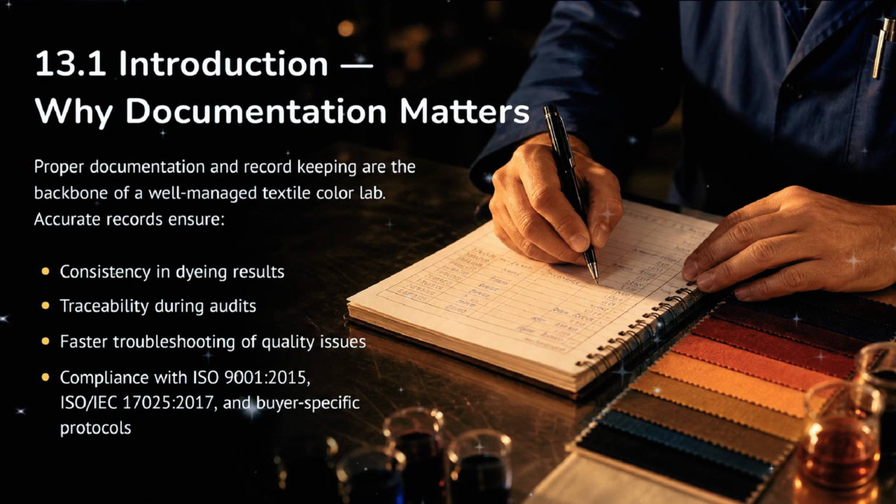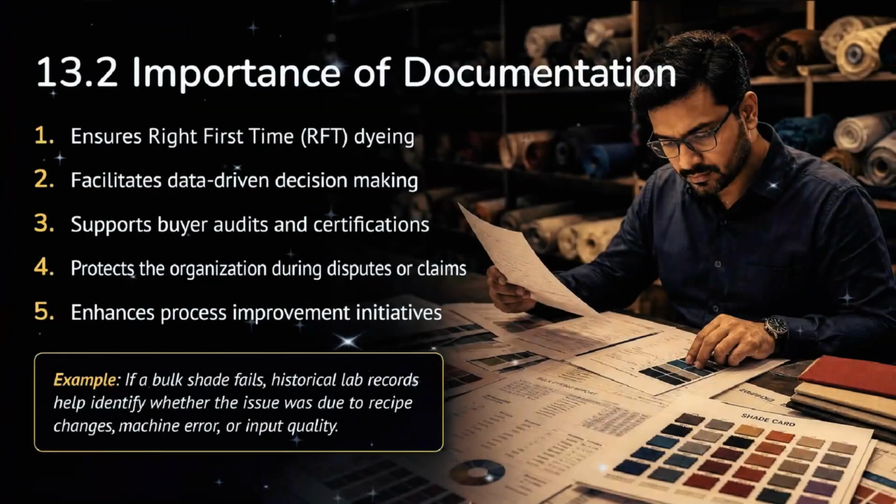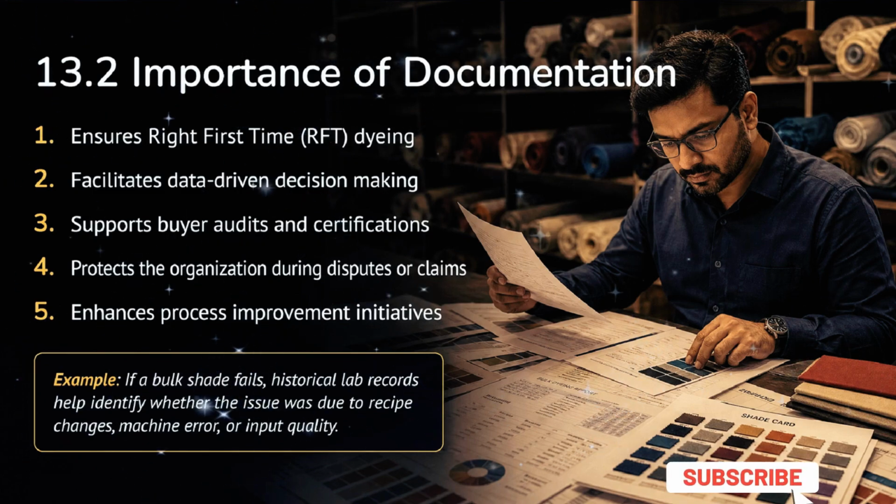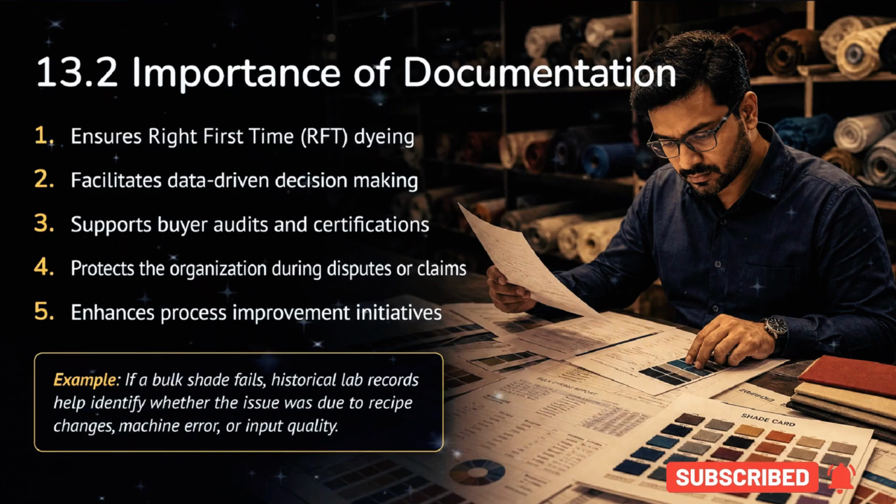It ensures consistent dyeing results, provides traceability for audits, speeds up troubleshooting, and helps maintain compliance with key international standards and buyer protocols. Documentation is vital. It supports right first-time dyeing, data-driven decisions, and buyer audits. It also protects your organization during disputes and helps drive process improvement. For example, historical records help identify the cause of bulk shade failures.